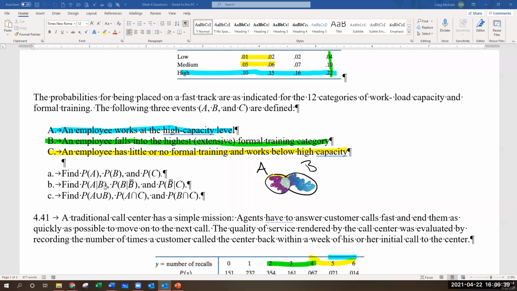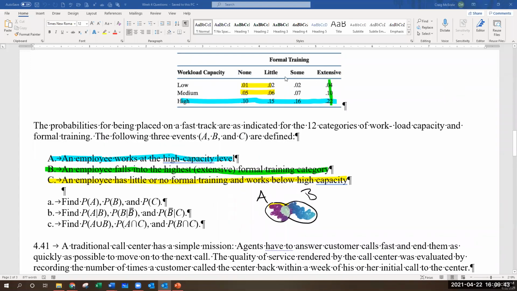So the given always becomes our new total. Instead of looking at the entire table, we're now only going to look at the green. We're only going to look at this column of data because that's what B is. It's everybody who falls into the extensive training. And within that 36% of the population of employees, what is the probability that they are also an employee that works at higher capacity? We're looking at the intersection of blue and green, which is 0.22. So 0.22 becomes the good out of this total, because it's the only thing in blue that is also in the subset of green. Because again, we're only looking at the new subset, the given subset of B. So the answer is literally just 0.22 over 0.36, and then you figure out what that is as a percentage.